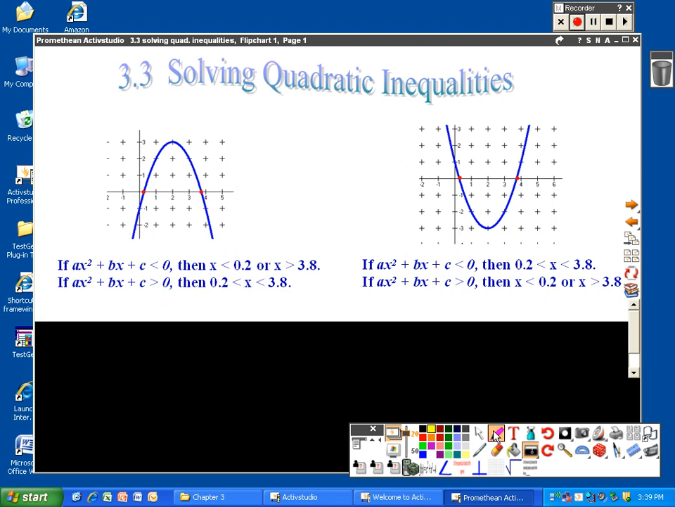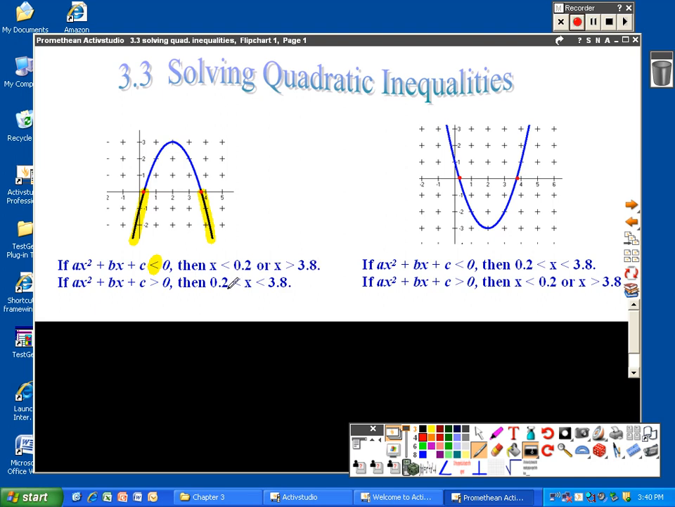The first one says a parabola opening downward. Where is the function less than 0? So we want to look, here is where y equals 0. So at this point and at this point is where the graph, the function, goes below 0. So if we look at the beginning value, it's at 0.2, and the ending value is at 3.8, a little short of 4. So it would be x is less than 0.2 or x is greater than 3.8.